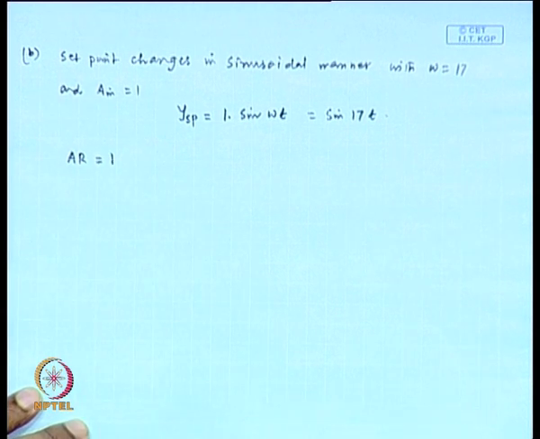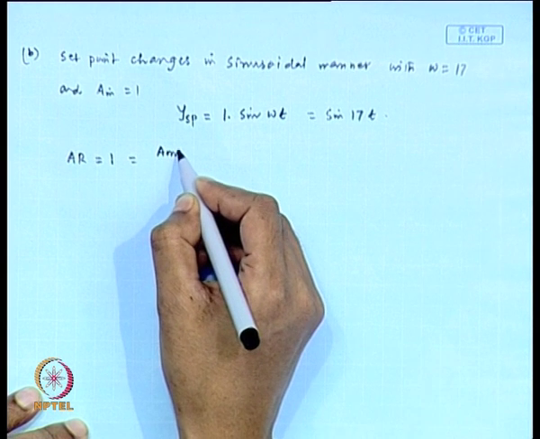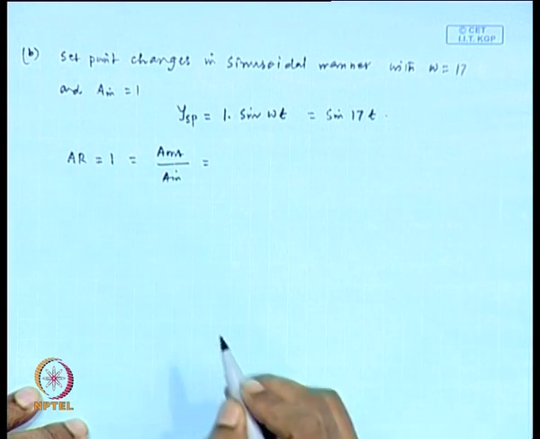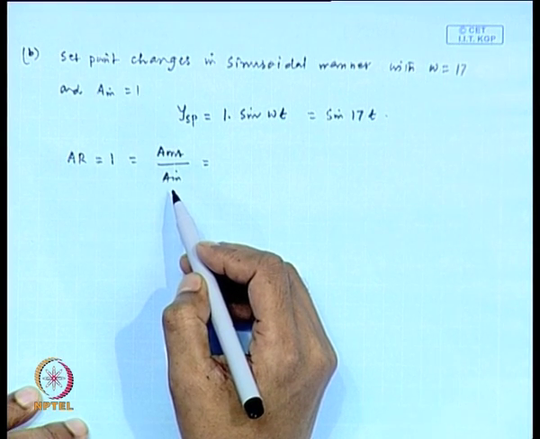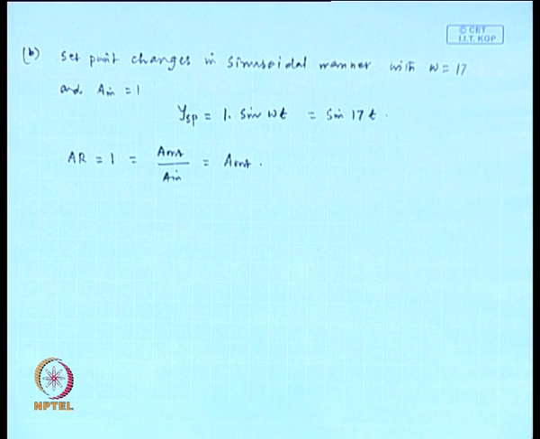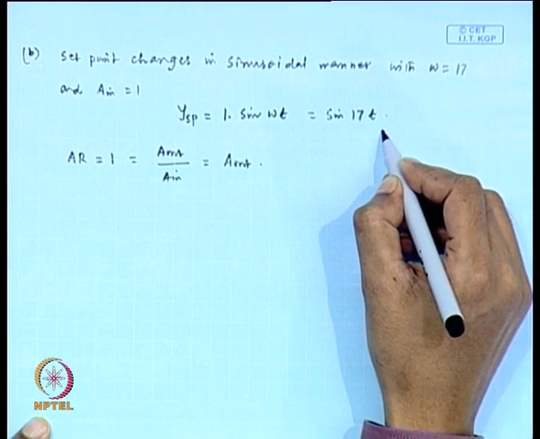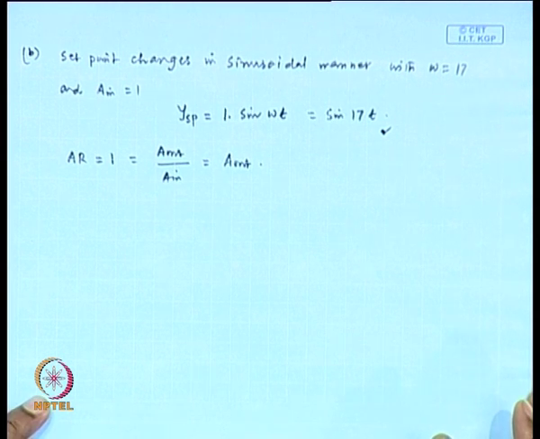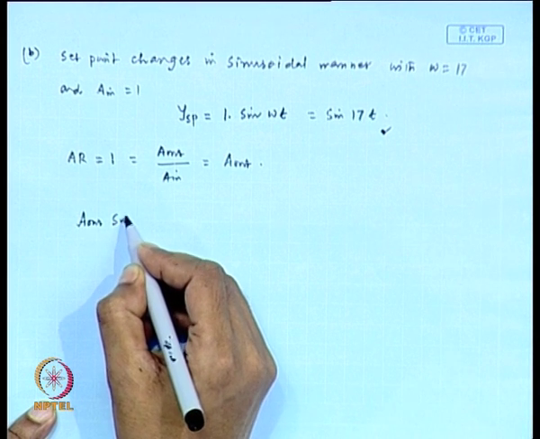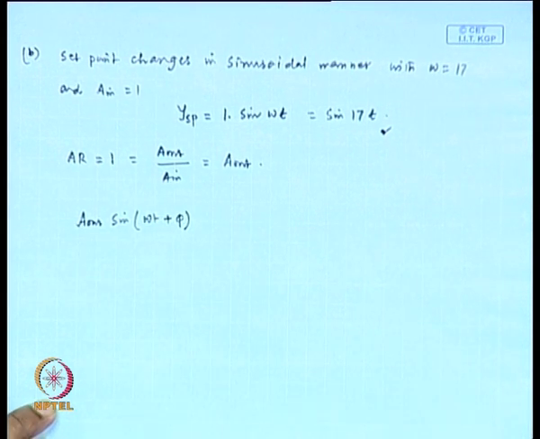Now, our first consideration is amplitude ratio equal to 1. Amplitude ratio is nothing but output amplitude divided by input amplitude. Again, in the second consideration input amplitude equals 1. So, how much is output amplitude? Output amplitude becomes 1. So, if the input is changed in sinusoidal manner, what is the output? Output is A out sin(omega t plus phi). This is the output.